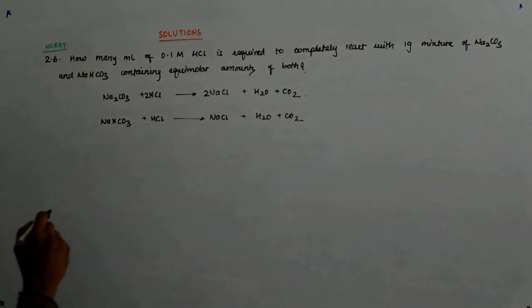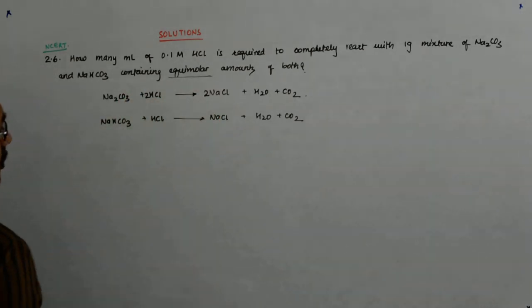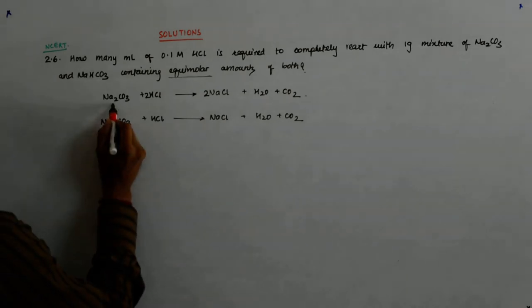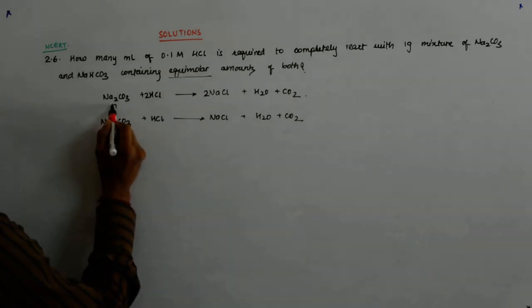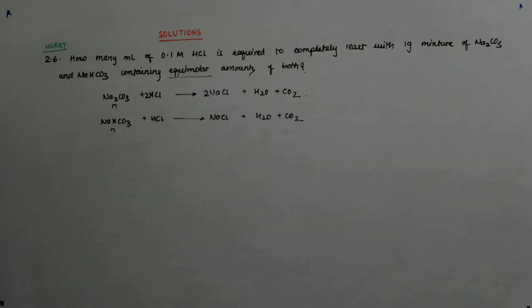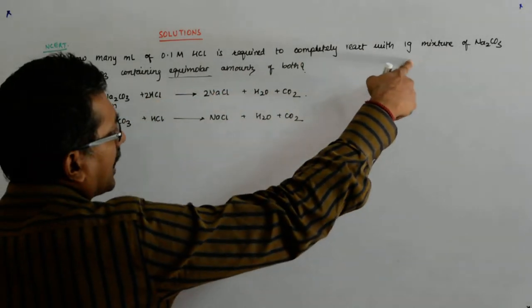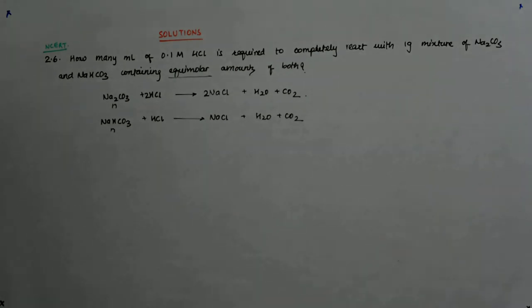Now the mixture that we have is equimolar amounts of both, so I don't know yet, let this be N moles and this also be N moles. Fine. How do I know this N? They say 1 gram of mixture. The mixture is 1 gram.